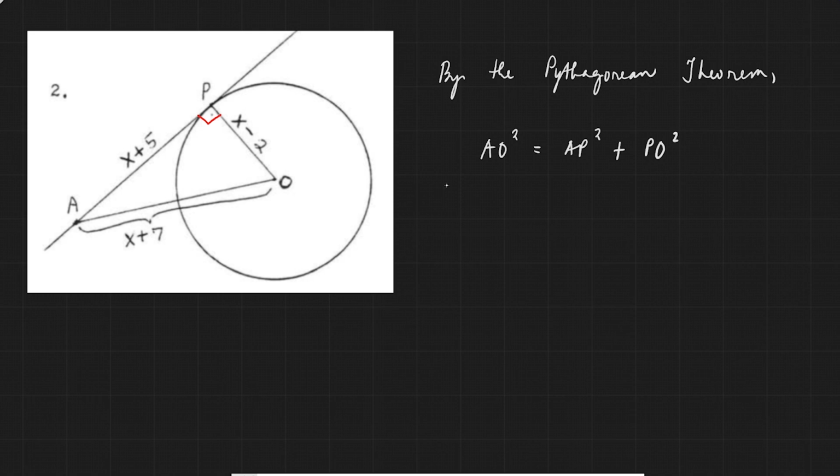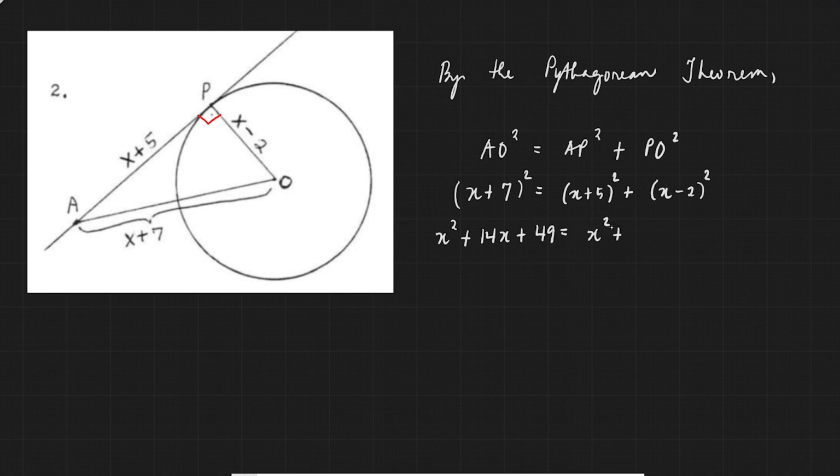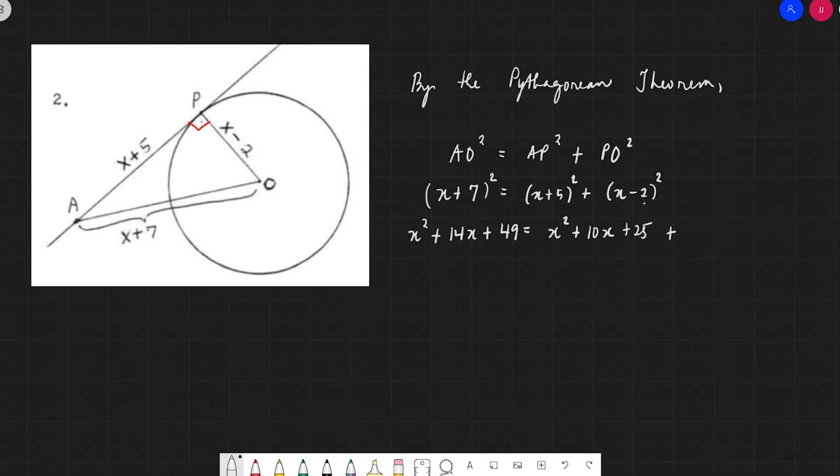Let's substitute the values. We have x plus 7 for AO, for AP we have x plus 5, and for PO we have x minus 2. Let's expand all the squares. x plus 7 squared is x squared plus 14x plus 49, equals x plus 5 squared, which is x squared plus 10x plus 25, plus x minus 2 squared, that is x squared minus 4x plus 4. Then let's collect similar terms.